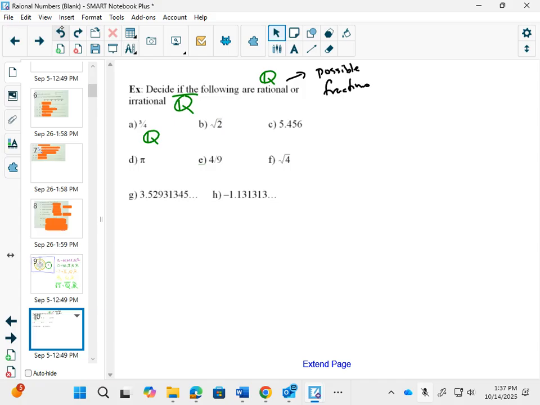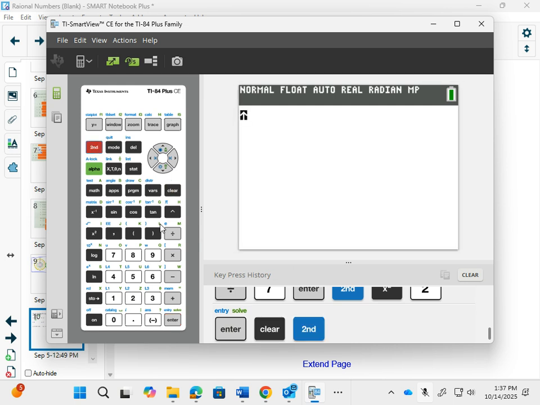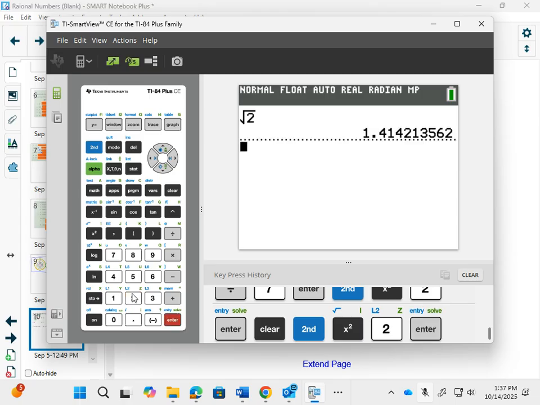If you go to your calculator, I'm going to show you sometimes you can figure out square roots with your calculator. So what I'm going to do is I'm going to open up my calculator here. Second, if you're unsure if a square root is irrational or rational, you can type them into your calculator. If you push enter and it's a long decimal, it's going to be irrational.